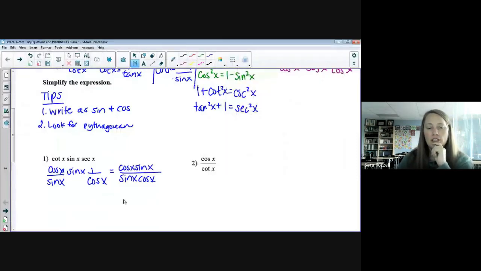I have a cosine on top, right? Can that go away with the one on the bottom? And a sine, and that's going to equal 1. So the same thing on top and bottom, so that just equals 1. So I simplified this expression. My answer was 1.